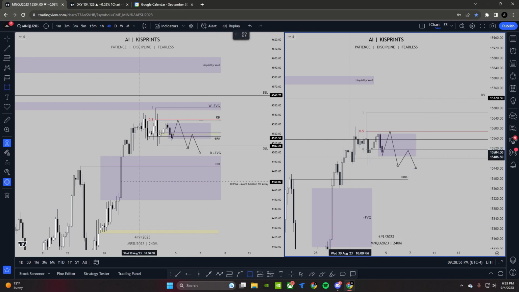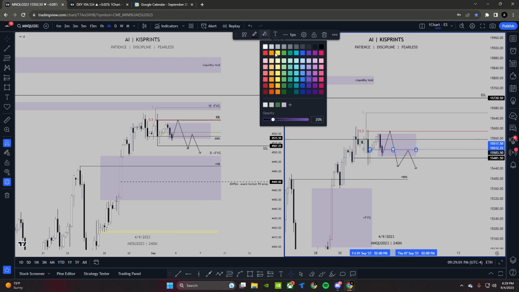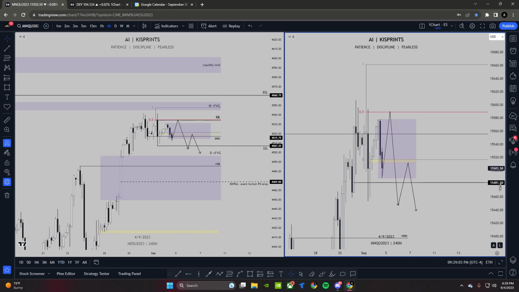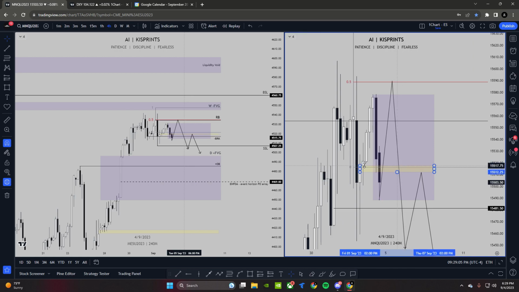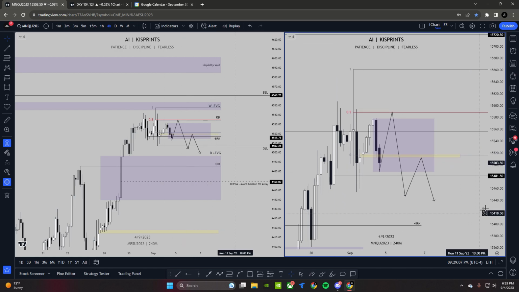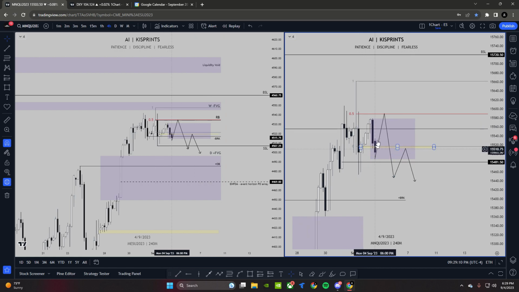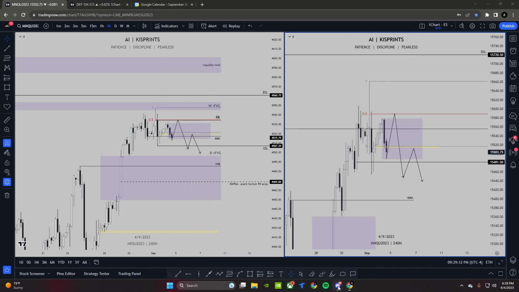And I still have not yet marked out the new week opening gap on NQ, but it's right there. It's going to be that yellow line right there. Let me make it much clearer. So if we could tap into that new week opening gap inside that breaker, that'd be perfect.